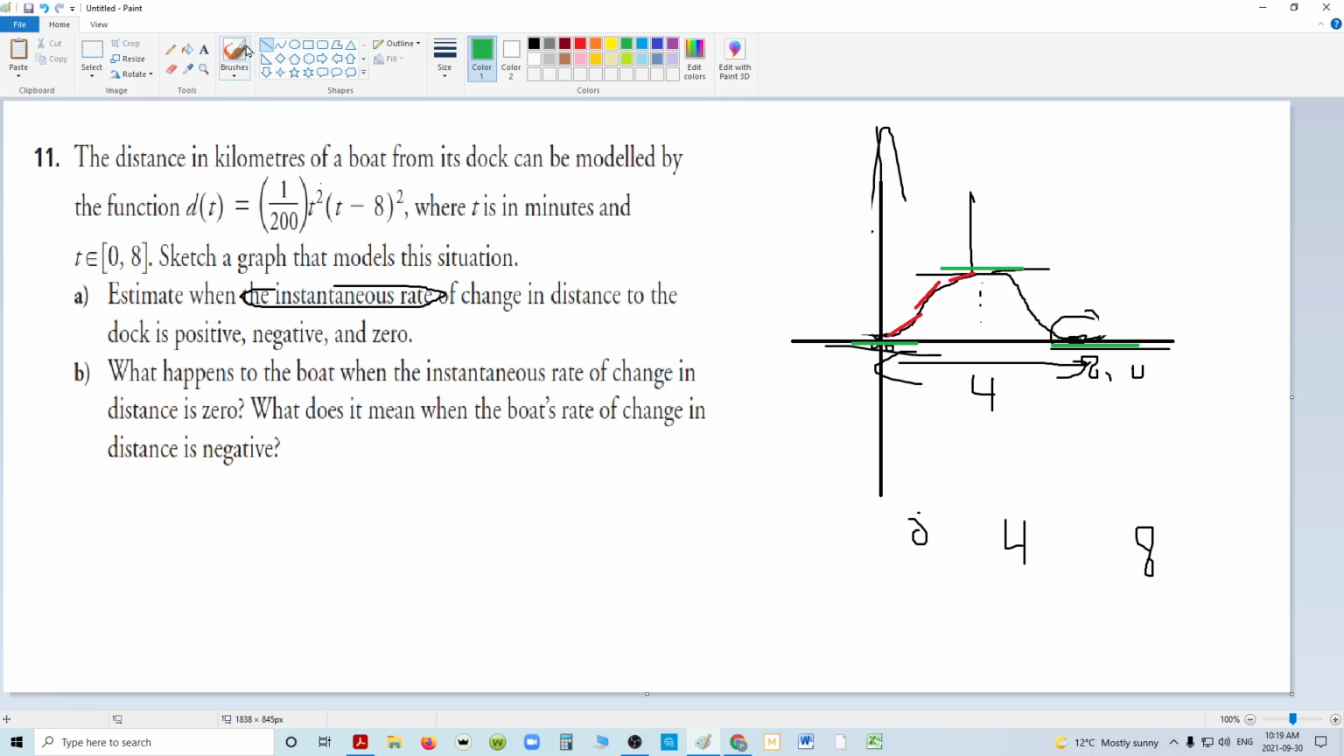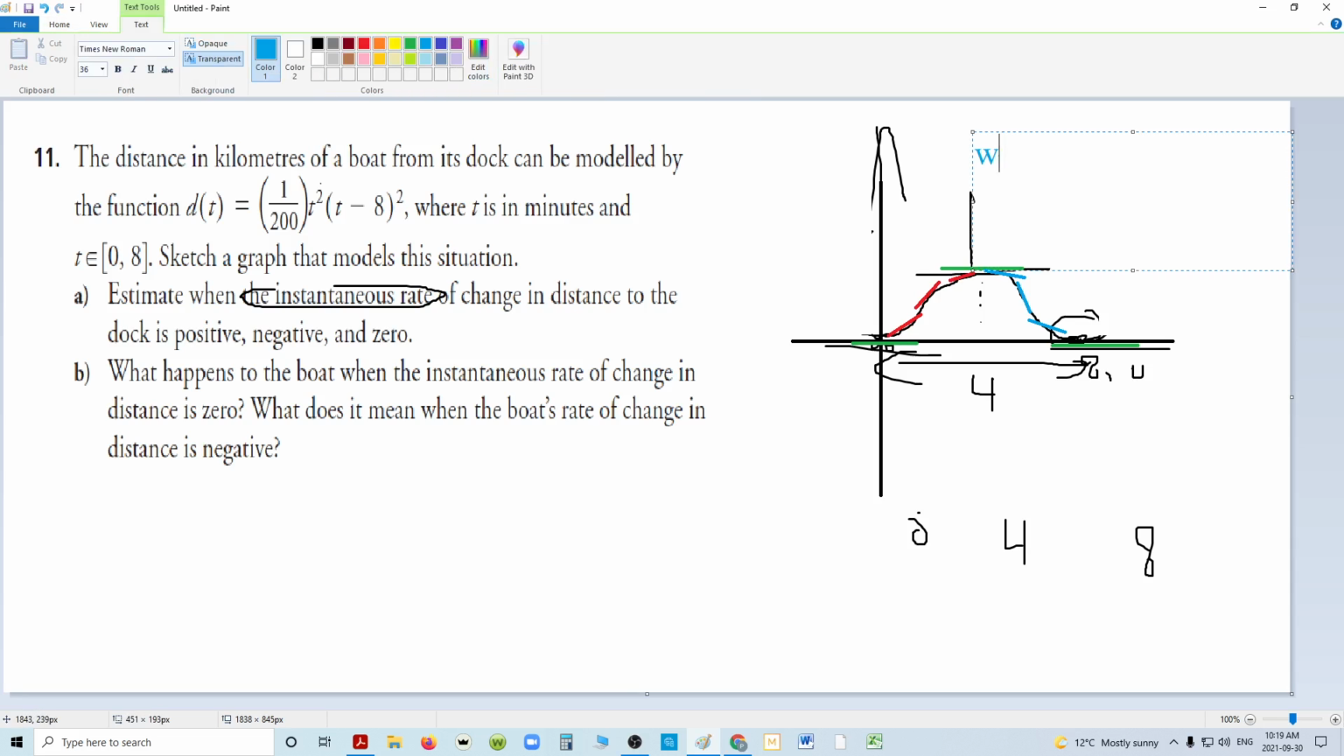So right there, I've identified my positives and my zeros, and now I'm going to identify my negatives. Well, after 4, but all the way to 8, but not including 8, it's clear the slope is negative. And slopes are negative essentially when the line is facing down, and slopes are positive when the lines are facing up. So there we go. We can clearly see this. So when is it positive?